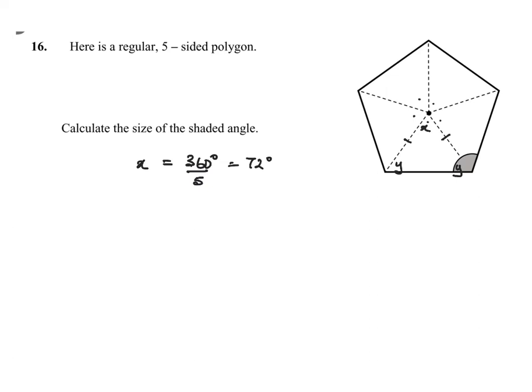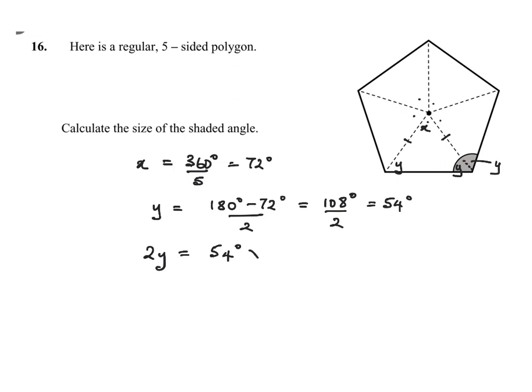So what I want to do then is to subtract, so y is 180, the angles in a triangle, take away 72, divided by 2. So that's 108 degrees divided by 2 is 54, and this shaded angle here is 2 lots of y. If you just imagine a dotted line here, so this is y as well. So it's 54 degrees times 2, and that's 108 degrees.